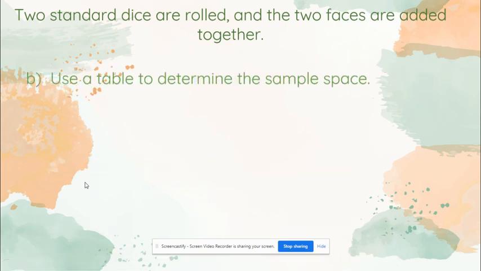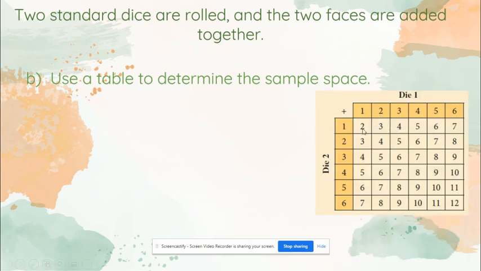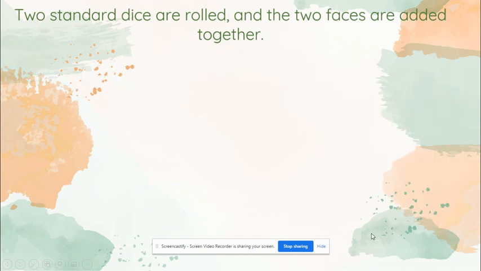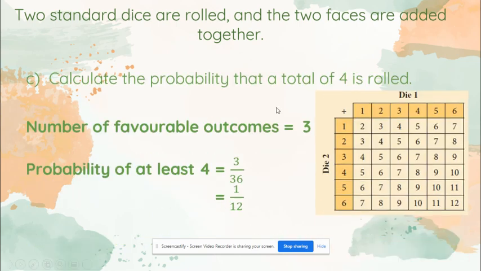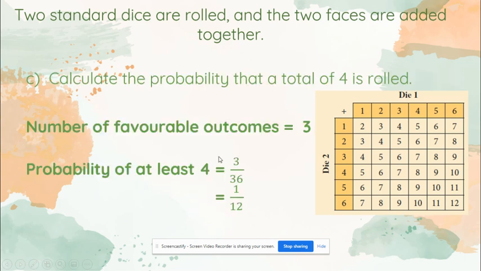Use the table to determine the sample space. So you're going to go 6 on the top, 6 down the bottom, and then you're going to add them together. 1 plus 1 is 2. 2 plus 2 is 4. So you've got all of those. Perfect. Now, it says calculate the probability that a total of 4 is rolled. So how many times? I can see it 1, 2, 3. So number of favorable outcomes is 3. Oh, sorry. Let me just go back up. The probability would be 3 over 36 chances. Bring that down as low as you can.